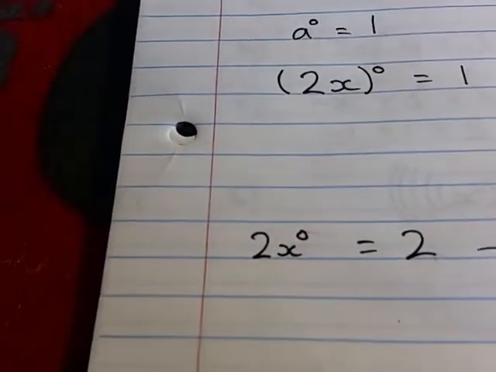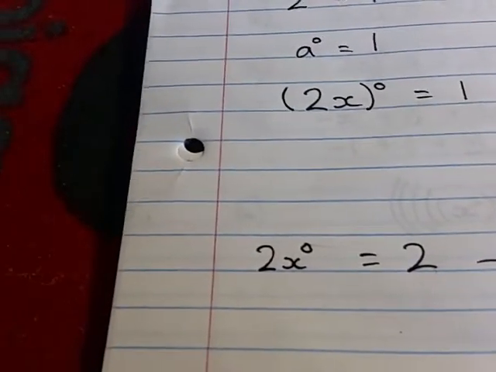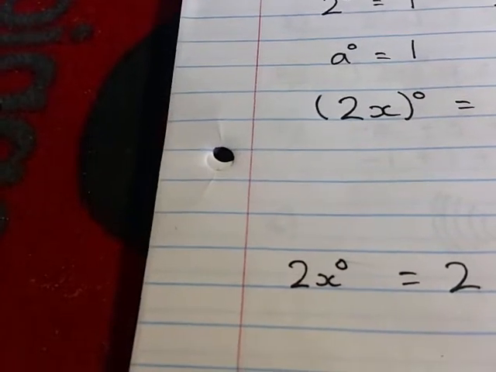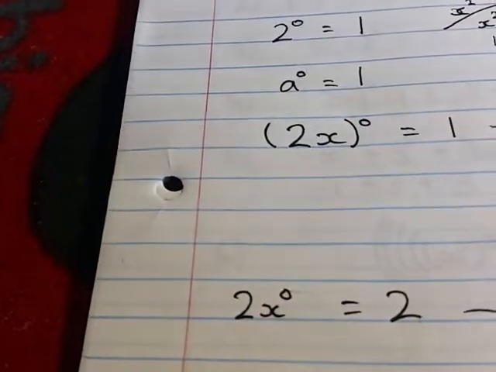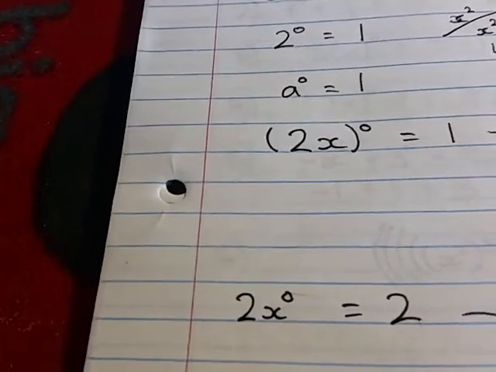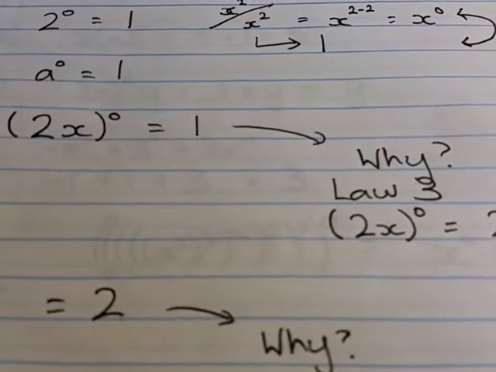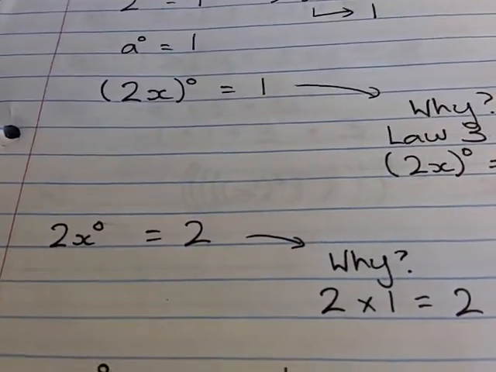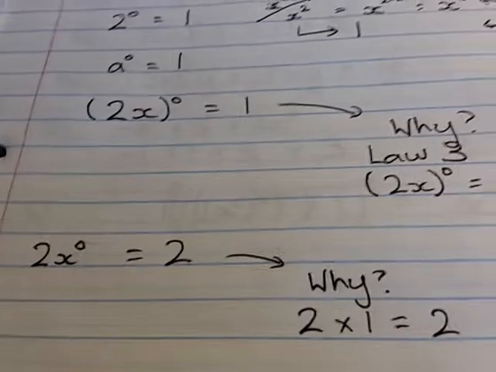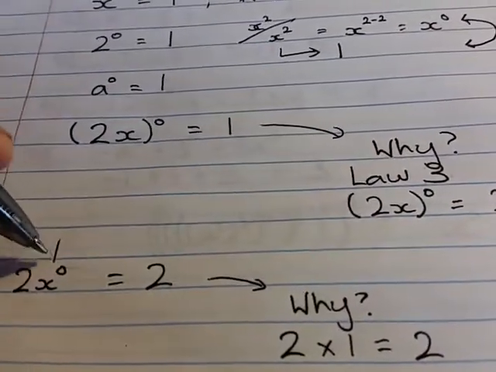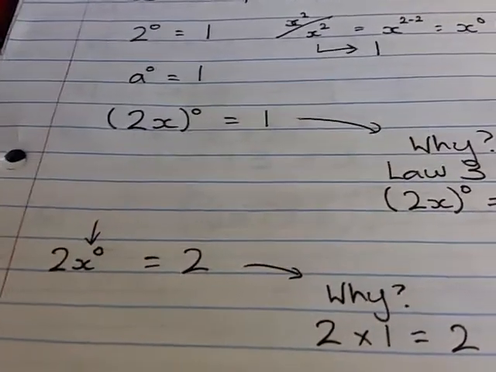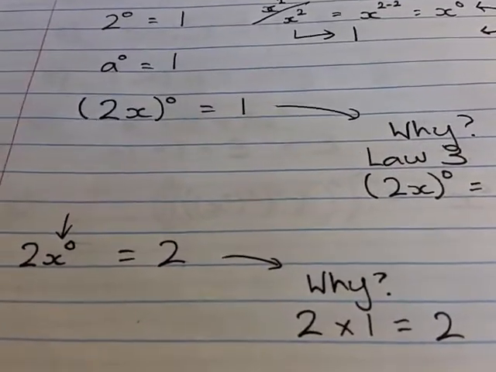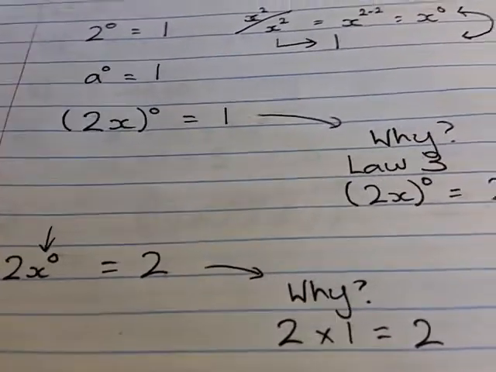But what if you had, let's remove the brackets and just have 2x to the power of 0 with only the x having the power of 0. Then, in this situation, the answer is 2. Why, sir? Why? Here's why. Only that x has a power of 0, which means only that x turns into 1. The 2 is left as it is. So in the end, you would end up with 2 times 1, which gives you 2.